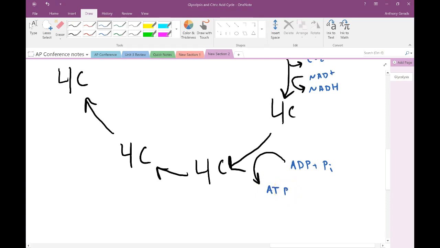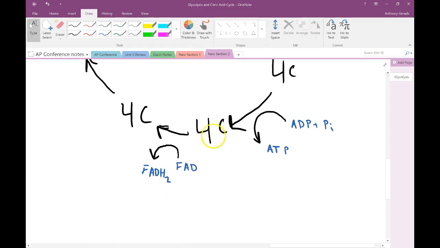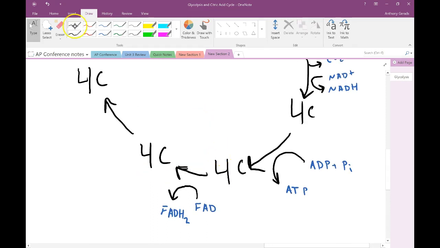Right here, here's the only part on here where you see something new, between this one right here. Something comes in, something comes off. So what goes in right here is a new molecule called FAD. Its whole purpose is the same thing. It's to pick up electrons that are attached to hydrogens. FAD comes in, FADH2 comes off.